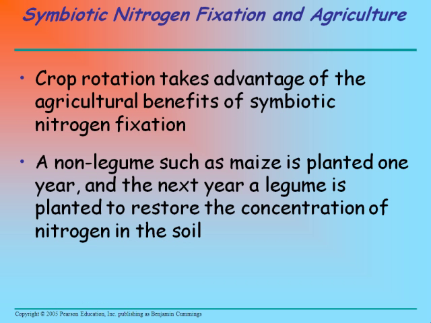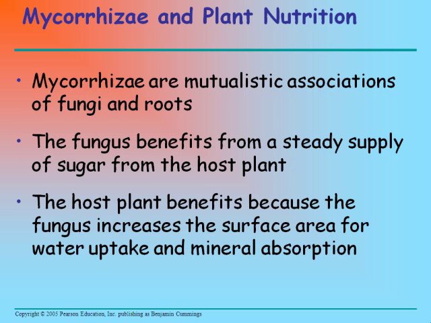So symbiotic nitrogen fixation in agriculture. Crop rotation takes advantage of the agricultural benefits of symbiotic nitrogen fixation. So maize is not in the pea family, and it's planted one year. Then the next year, a legume, a plant in the pea family, is planted to replenish the nitrogen. So this is called crop rotation.